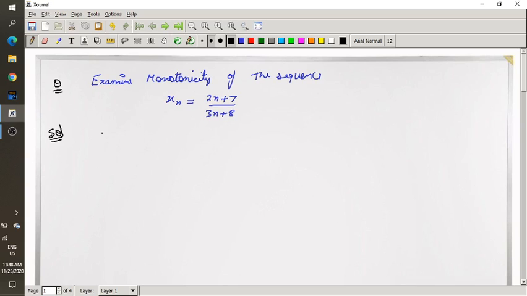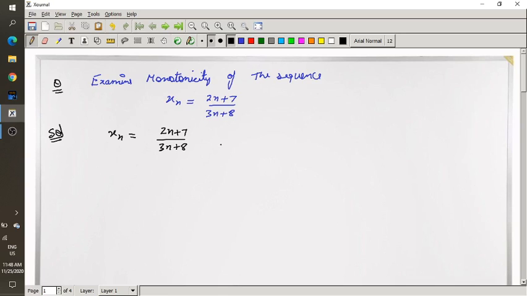So the very first example is xn. Here we will just examine the monotonicity, whether the sequence is increasing or decreasing. There is a particular way to prove this, whether it is increasing or decreasing, so we will discuss it that particular way. Given xn is (2n plus 7) divided by (3n plus 8).